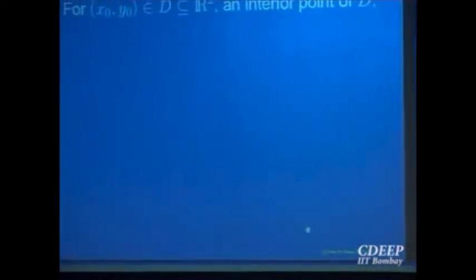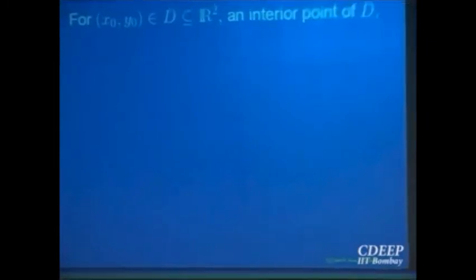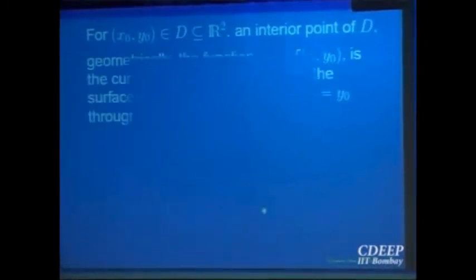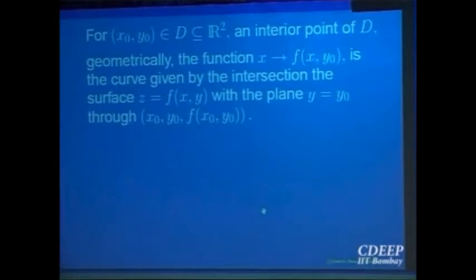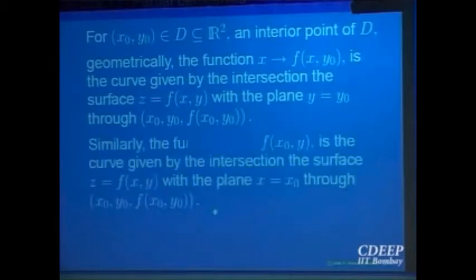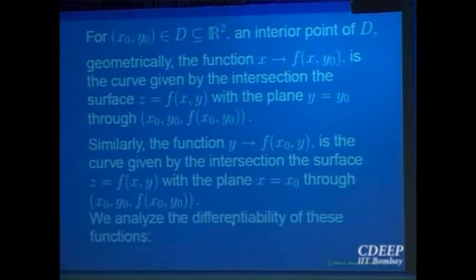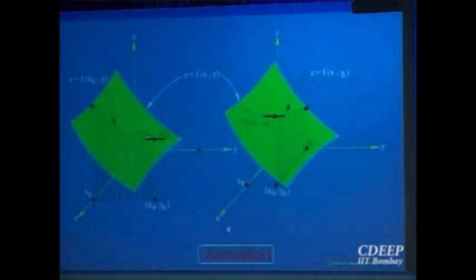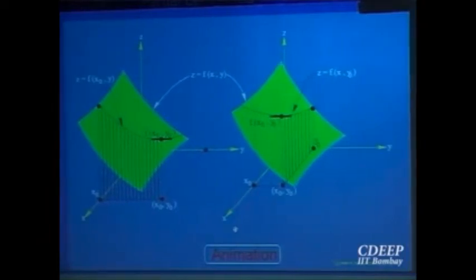Now we continue this idea: having analyzed continuity, we would like to analyze differentiability of these coordinate maps and see whether they can give us some information about the function as such. As I said, geometrically these are the intersections of the corresponding planes with the surface. So let us look at the coordinate functions and their differentiability. Essentially this is a picture of what we are doing: the surface z equal to f(x, y), at x equal to x naught.